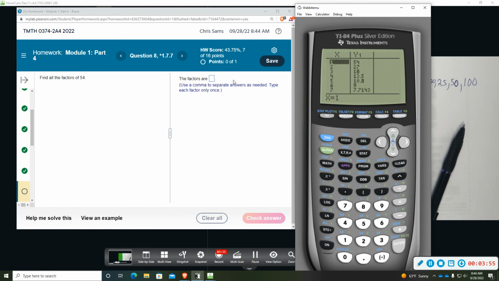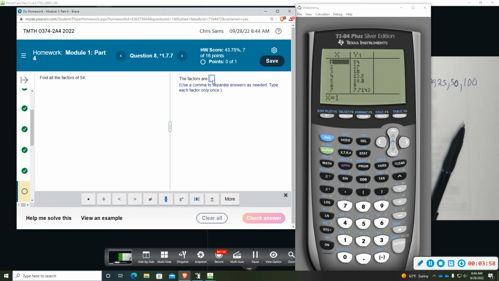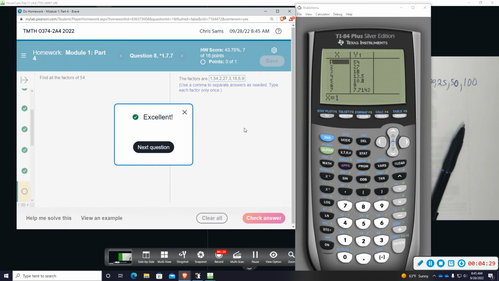And you don't have to put them in order. I've been putting them in order, but if I just type them like they are here, 1, 54, 2, 27, 3, and 18, and then 6 and 9, as long as you get all the factors, the calculator, I mean, the system doesn't care if they're in order or not. It's nicer to put them in order so we all have the same appearance, but if you do this method, you can do it just like that, and it should work out just fine. Okay, so that's a method that you can do as well.